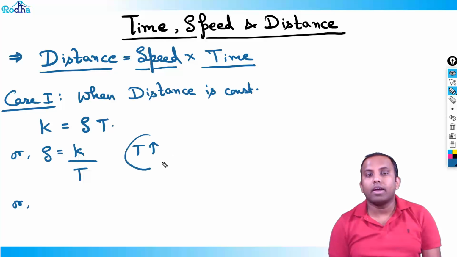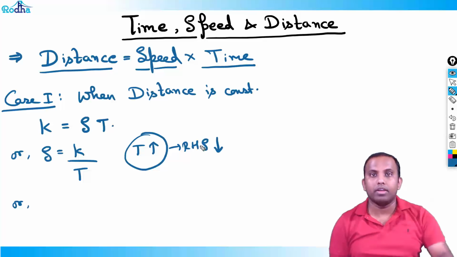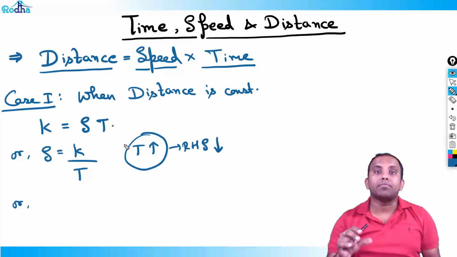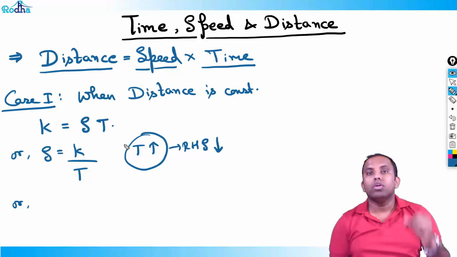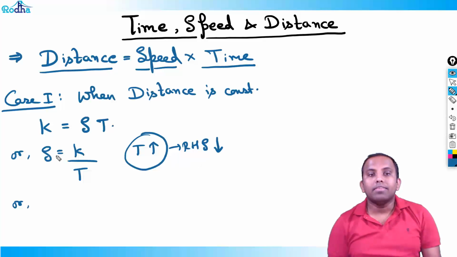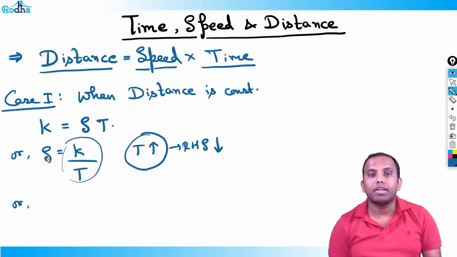this RHS will become less. The more I increase the time, the RHS will become less, because this is a fraction. This k is a constant, some number 1, 2, 3, like that, any constant, divided by a fixed number, that is divided by time. If I increase time, the more the denominator, the less the fraction. That means this RHS will be less, so speed will be less. If the whole RHS is less, that means speed is less. So if time is more, then speed is less.